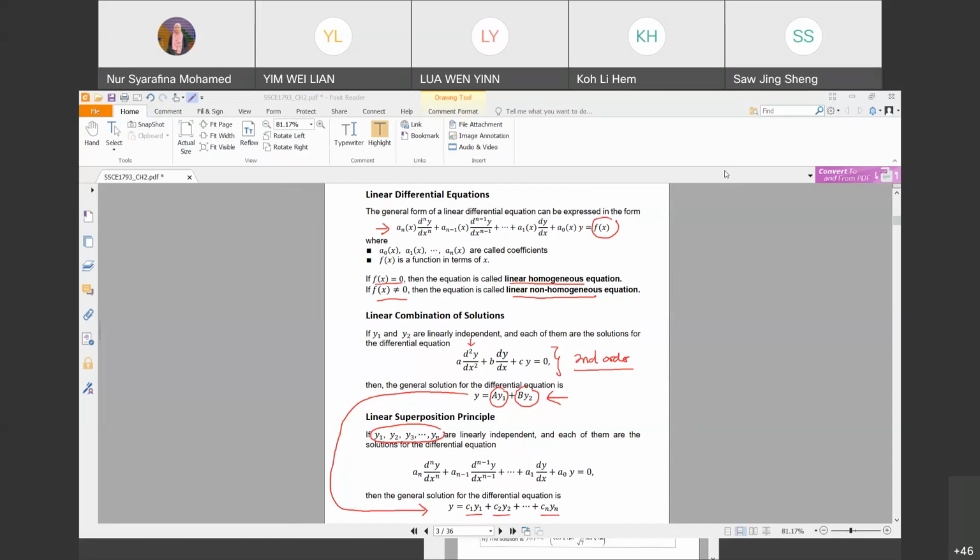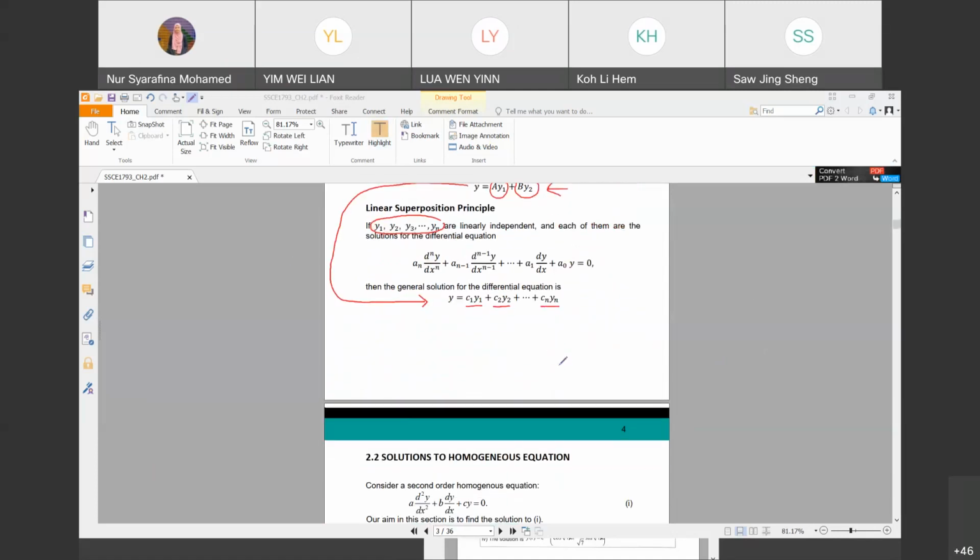All of you are clear? Clear, Doctor. So how many types of linear second order differential equation are we going to discuss for this chapter? Two, okay? Linear homogeneous, where the function equals 0, and non-homogeneous, where the function does not equal 0. Okay, and if you have two solutions, then you just combine them. If you have up until n solutions, then you just have to combine them by using the linear superposition principle. Okay, so that is the basic idea about this topic.